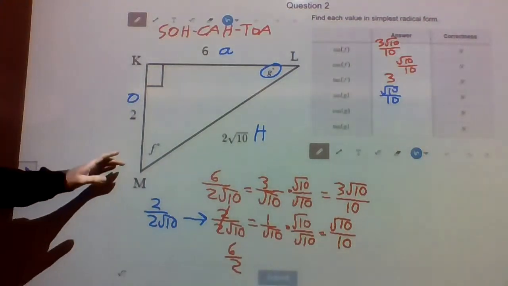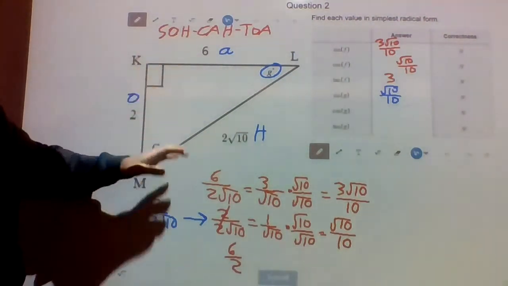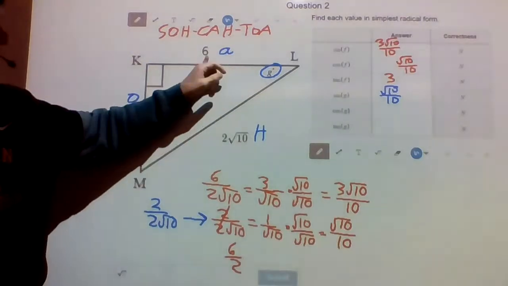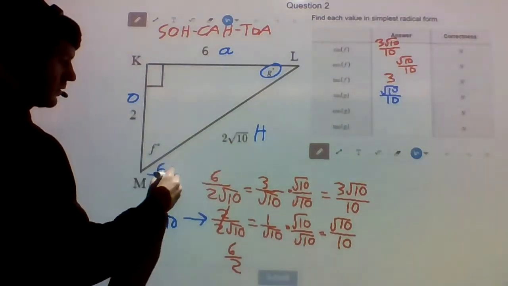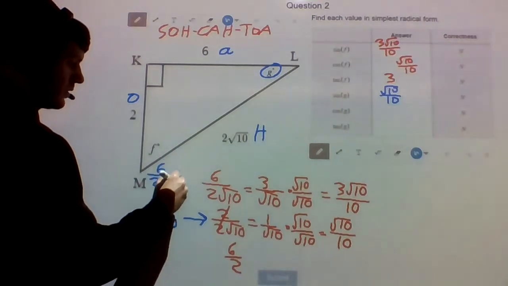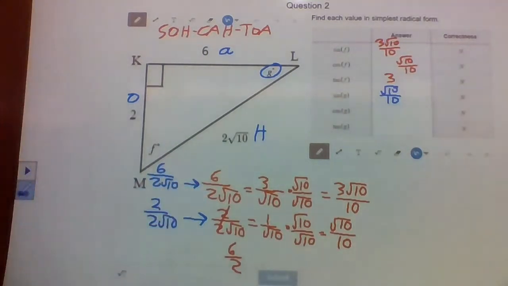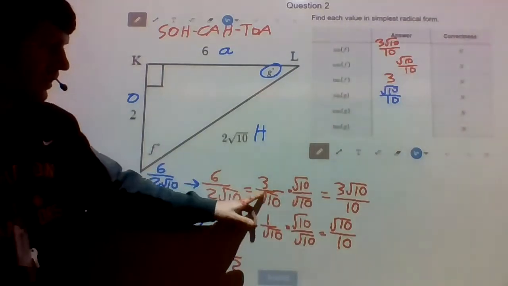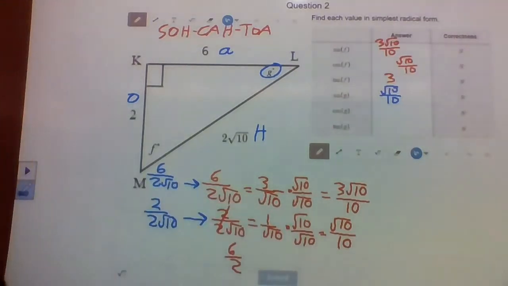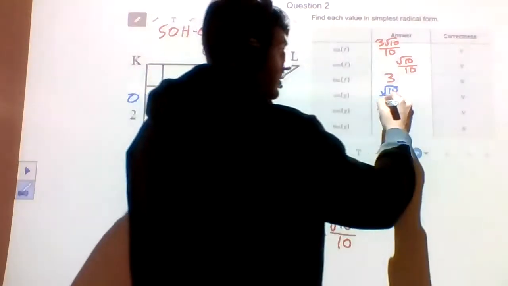Okay. For sine, opposite, I'm sorry, that was sine. For cosine, adjacent over hypotenuse, that's 6 over 2 root 10, right, which was the same as our sine of f. So we cancel that out. It's 3 over square root of 10, and then multiply by square root of 10 over square root of 10. We're going to get 3 root 10 over 10.